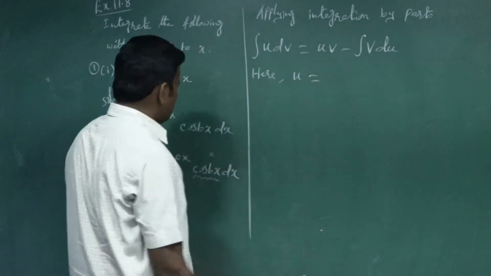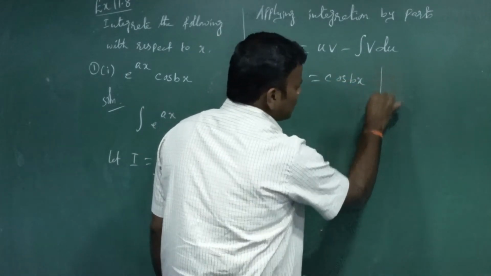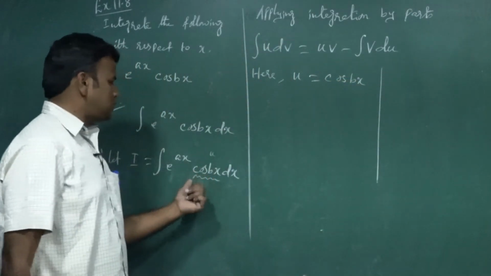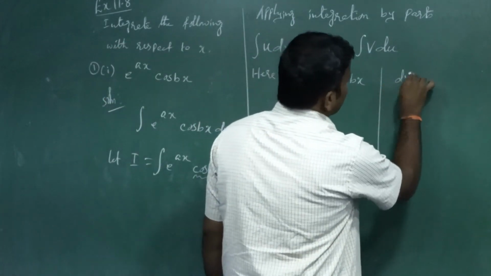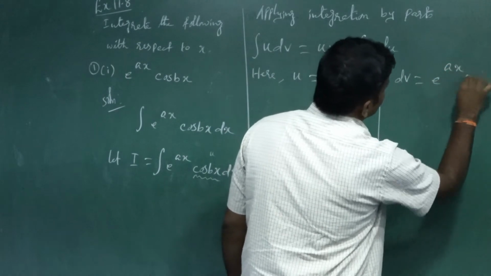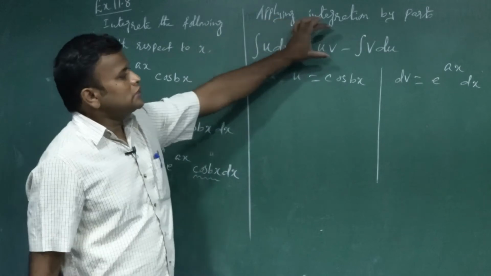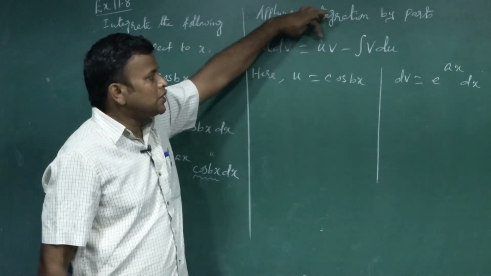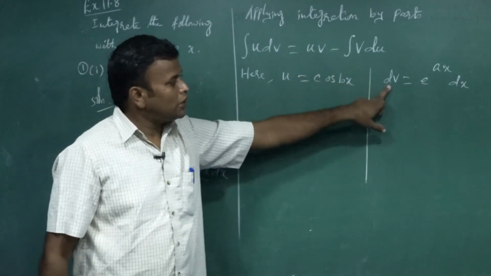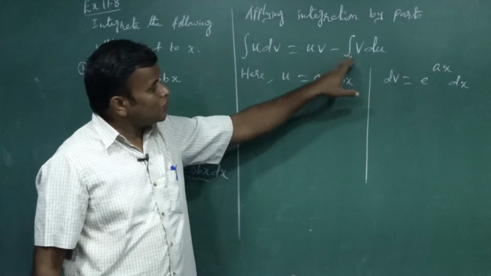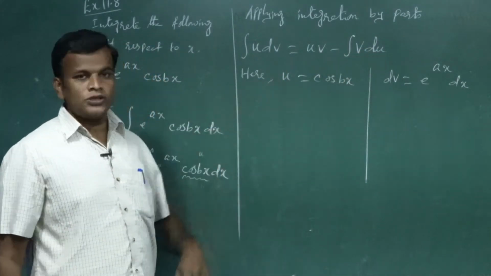I will take the value of u as cos bx, and all the remaining terms are dv. So dv is e power ax into dx. In the RHS, the needed terms are u and v. The u term is there. For v, from dv we find v. And also in integration of v du, we need du. So from u, we find du.